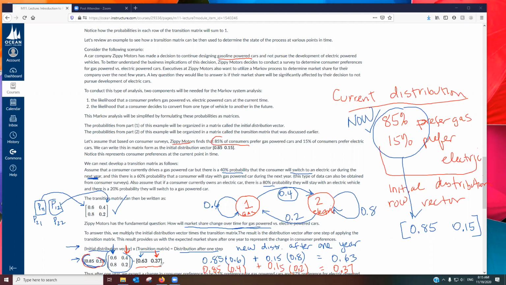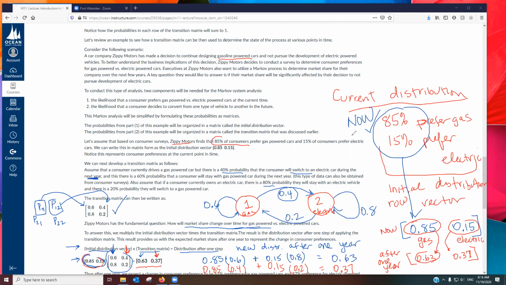What is our conclusion? The way we're setting this up, the first number is the gas-powered percentage, and the second number is the electric. So this started out at 0.85, 0.15. Now, after 1 year, our prediction is this is going to transition to 0.63 and 0.37. So the percentage of people owning electric vehicles is going to jump from 0.15 to 0.37. That's a big jump, more than doubling. The percentage of people that prefer gas will drop significantly from 0.85 down to 0.63. That's a big drop. So this company better plan for a fast transition to electric vehicles.